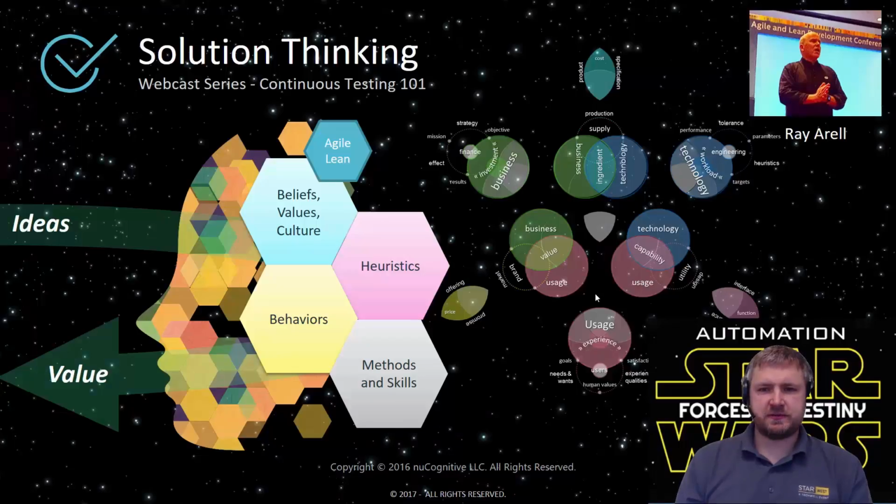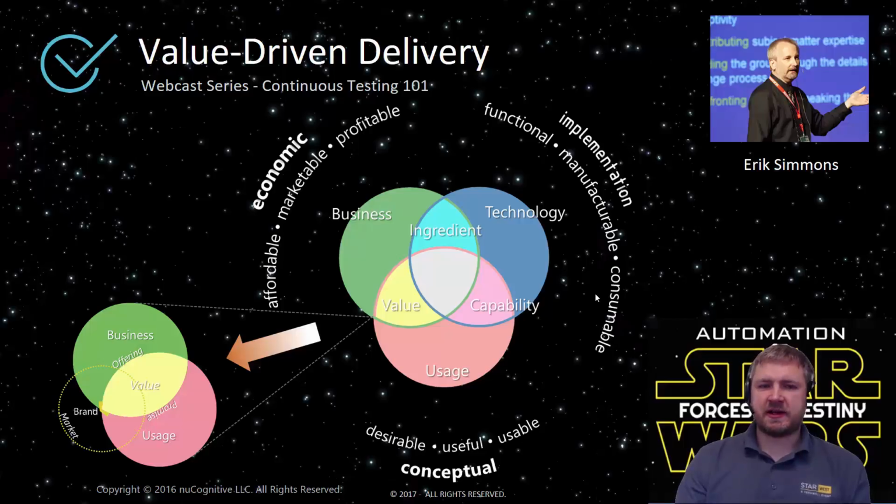This first session with Ray Arel, who's globally known across the industry around the agile communities, will be talking about how you can apply business, technology, and usage together to get an understanding of what your customers want and their requirements. The second one from Eric will be talking about value-driven delivery and how these come together to define what value means to your customers and your stakeholders.